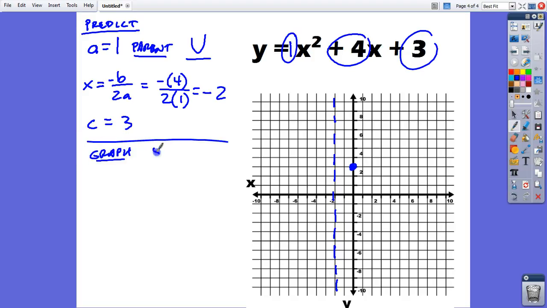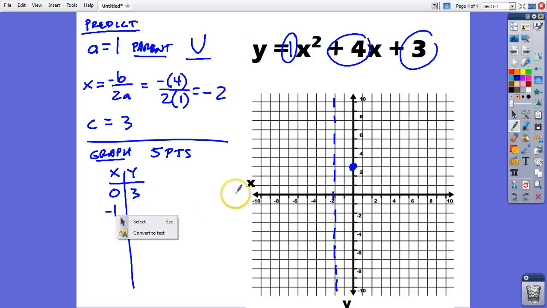Now once again, for the graph we're looking for 5 points. And so we basically go old school graphing and make an XY coordinate table. And we can list our first point here of 3, so that'd be when X is 0, Y is 3. Now let's start picking some other points centered around our axis of symmetry. So let's try, in this case, negative 1. If I plug in, negative 1 squared is positive 1. 4 times negative 1 is negative 4 plus 3. So 1 minus 4 is negative 3 plus 3 is 0, and so at negative 1, 0, there's another point.